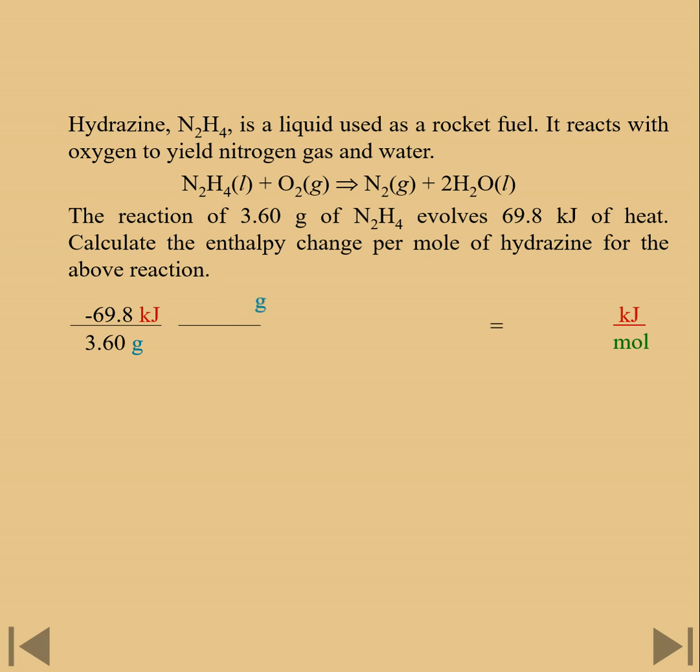Step 3, let's get out of grams. Can we go to moles? We sure can. So it looks like that's all we really needed. And I come up with negative 620 kilojoules per mole, and that makes sense.